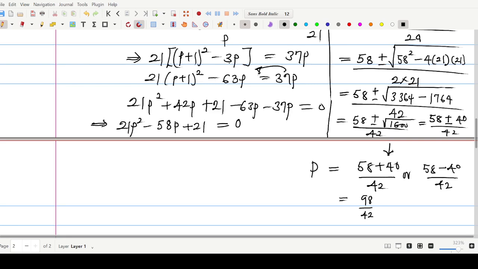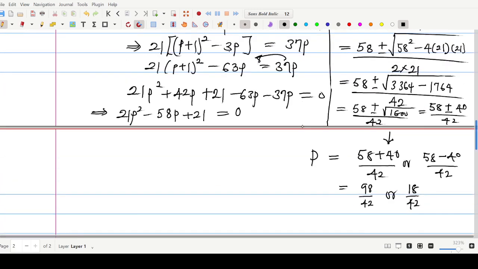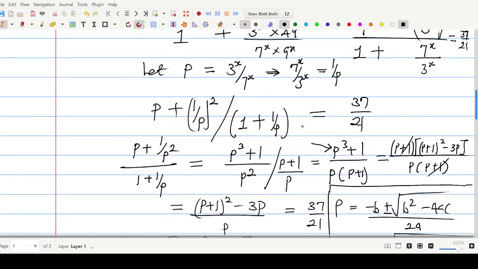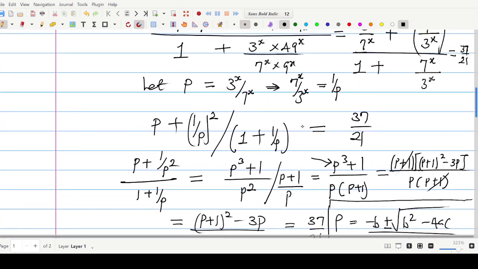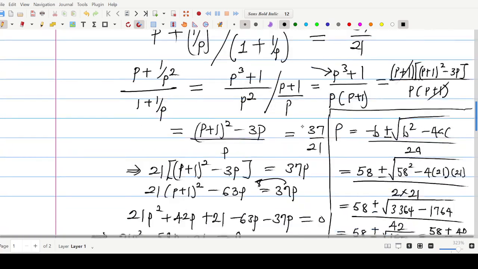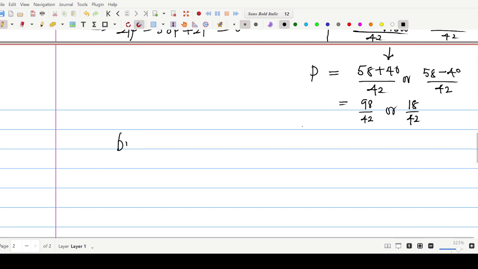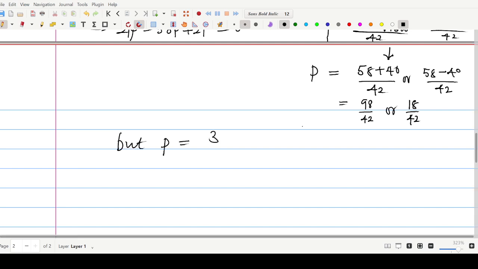All right, so that will not divide out properly. Here also the same thing we do. We have 58 minus 40, and that would give us 18 over 42. So these are the two possible answers. From here we can get the value of x. Don't forget what is our p. What is our p? Let's go to our initial work. We say let p be 3 to the power x over 7 to the power x. All right, so we can say p equals 3 to the power x over 7 to the power of x, which can be written properly as 3 over 7 to the power of x.